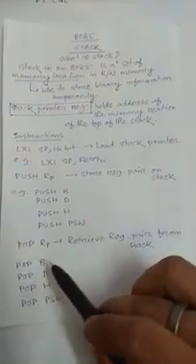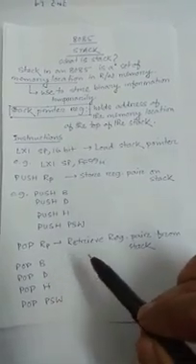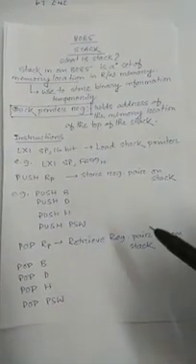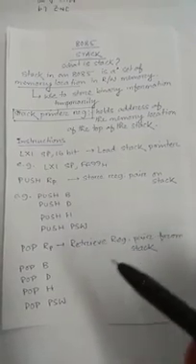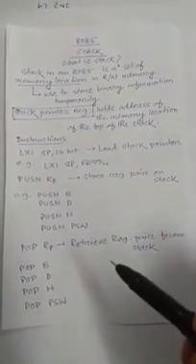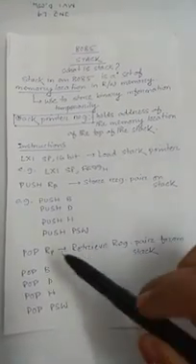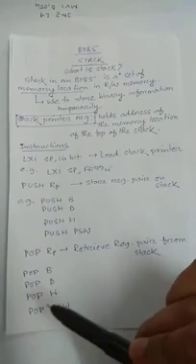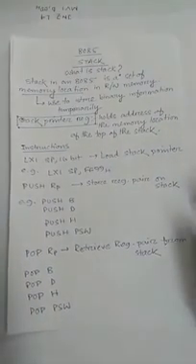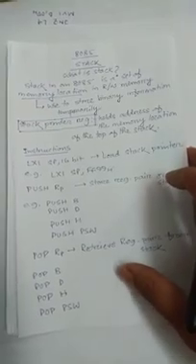Here the example is, suppose POP B. That means the content of the memory location indicated by the stack pointer is loaded into register C, and then the content of the next memory location is copied into the higher order register, that is B. Similarly, POP B, POP D, POP H, and POP PSW are the instructions to retrieve data from the stack into the specific register pair.